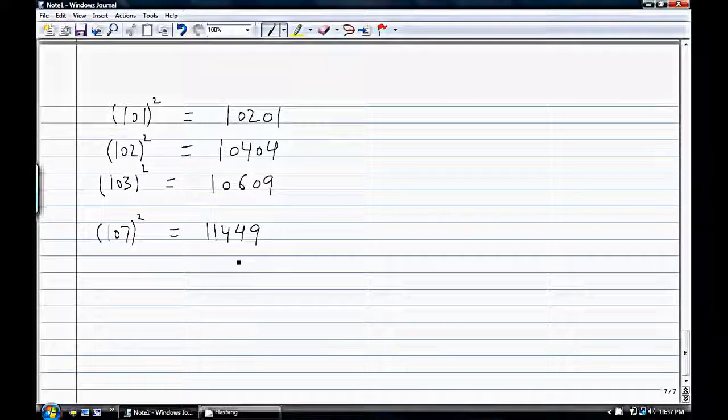So how do I come up with this formula? So if you look carefully, 100 plus x all squared is equal to 10,000 plus 200x plus x square.